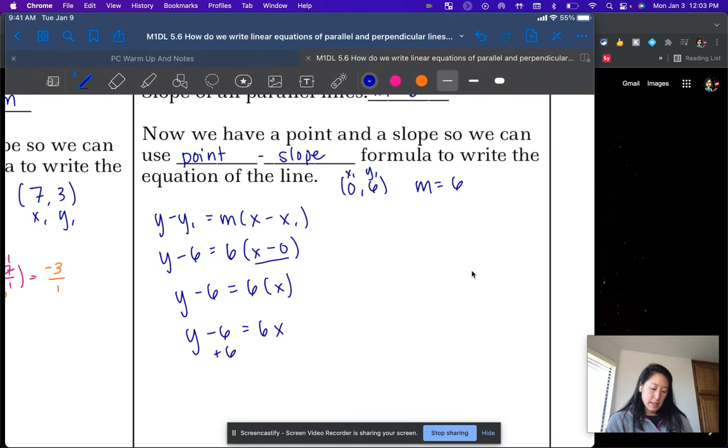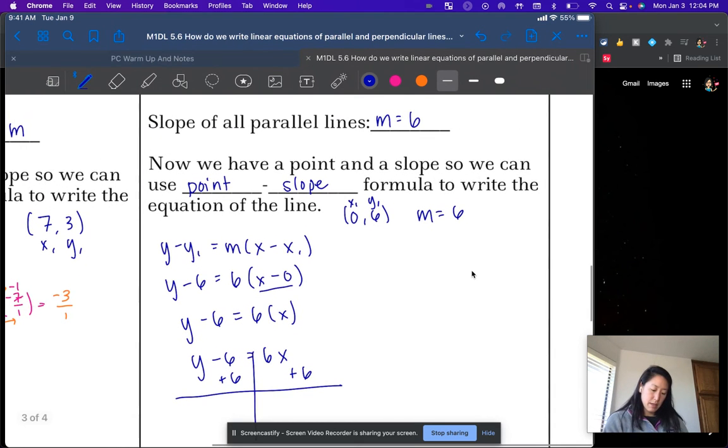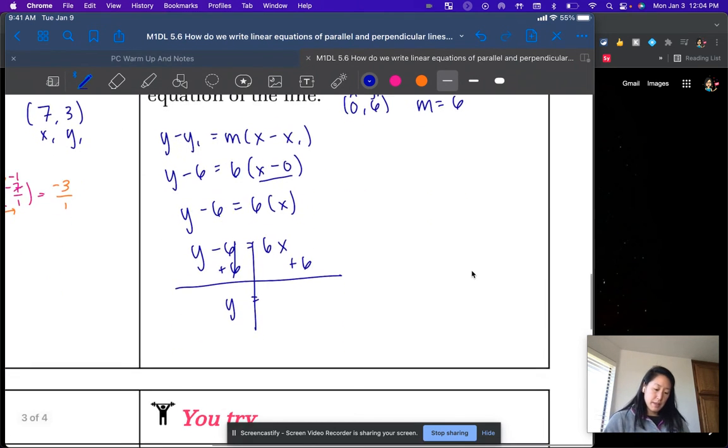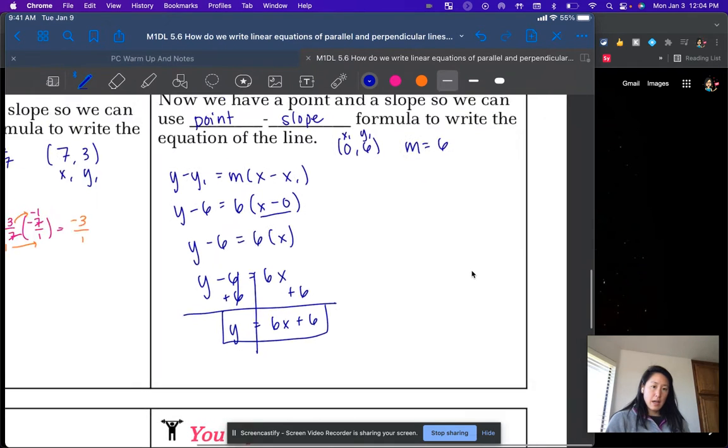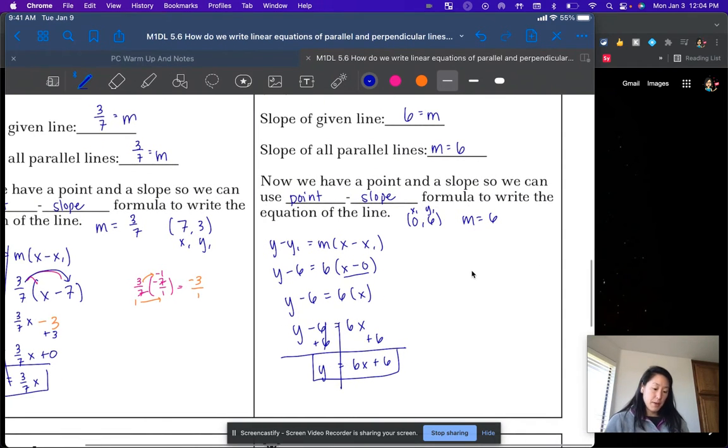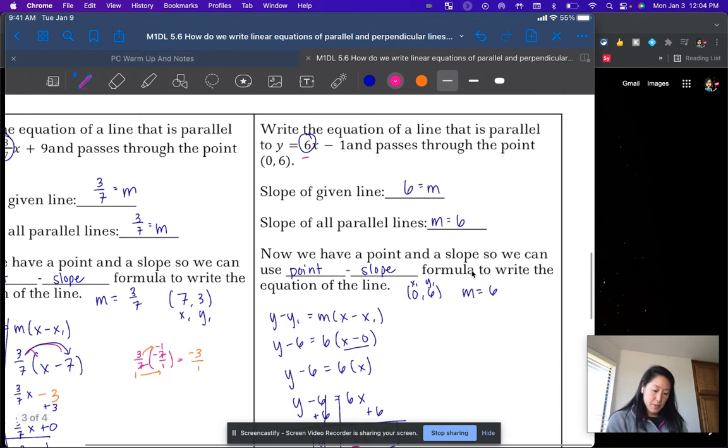And then add 6 to both sides. 6x and 6 are not like terms, so they just get written next to each other. So y is equal to 6x plus 6. All right. I can see that the lines are at least going to be parallel because the slope stayed a 6. So, and my original slope was also a 6. So I'm like, oh yeah, those lines are parallel because they have the same slope.